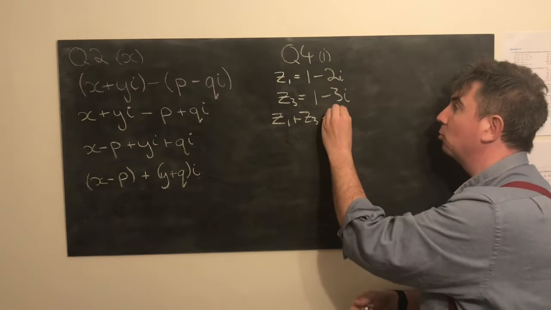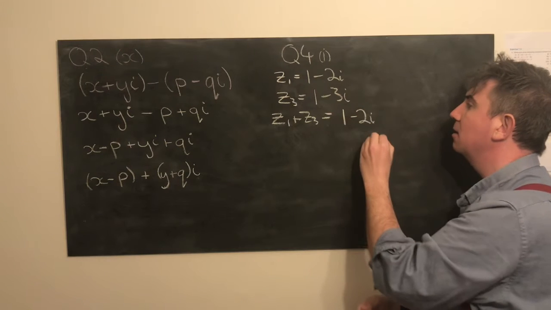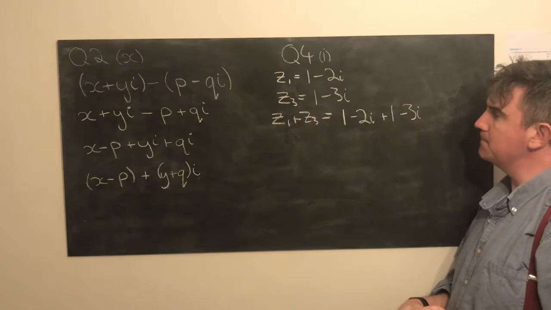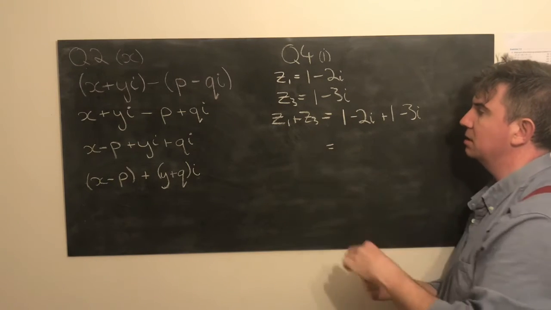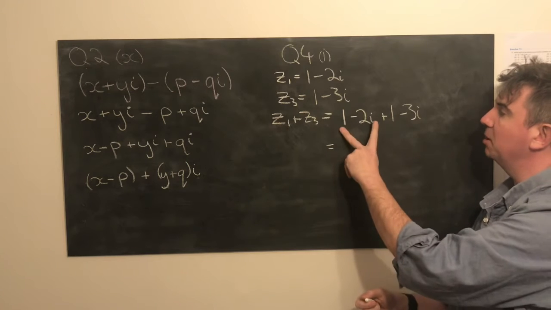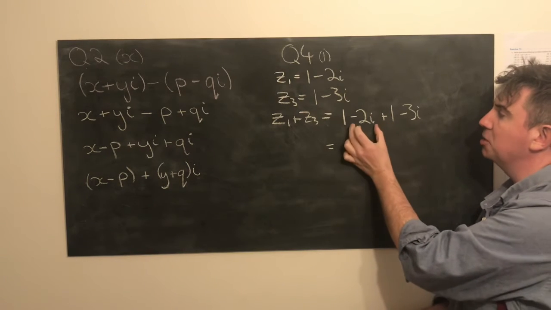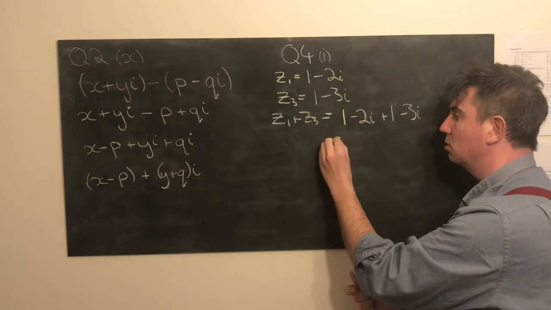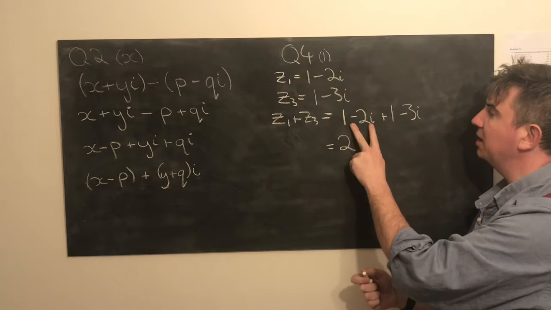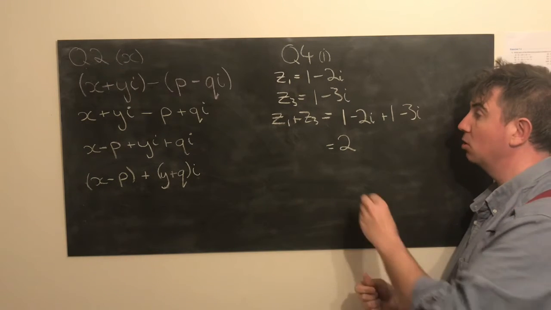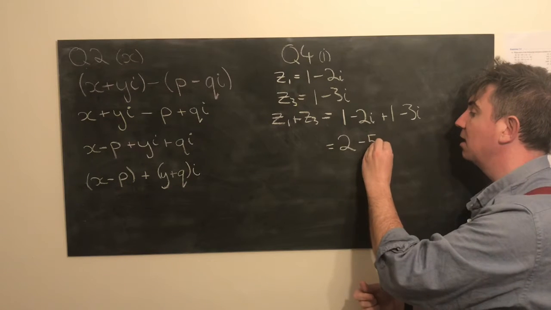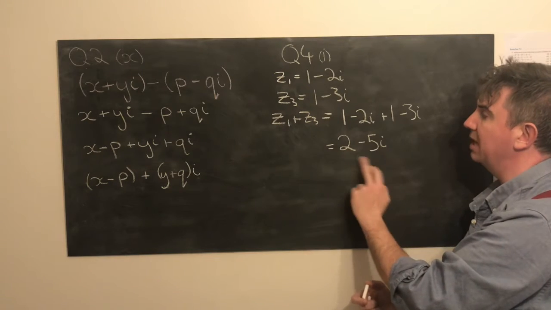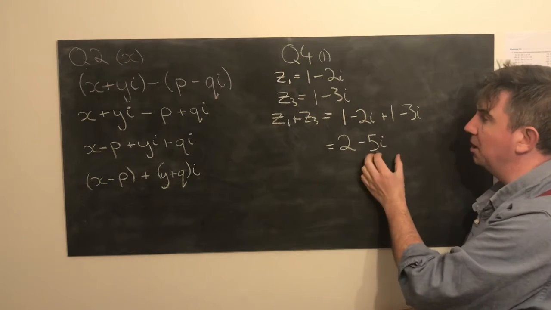So I'm going to write out 1 minus 2i, and onto that I'm going to add 1 minus 3i. And to get onto my next line, I can add my real parts with my real parts, and my imaginary parts with my imaginary parts. So I have 1 here and I have 1 there, so that's going to give me 2. And I have minus 2i minus 3i, so in total I have minus 5i. So Z1 plus Z3 is equal to 2 take away 5i. Real part, imaginary part.